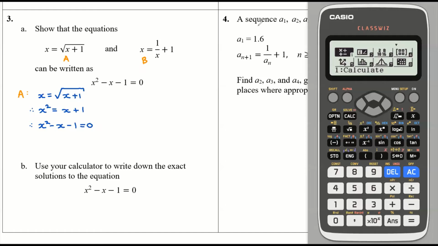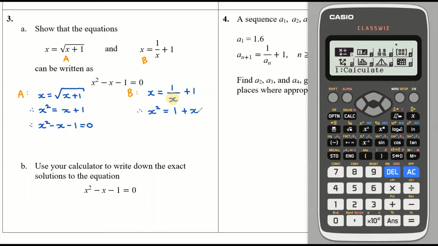Now moving on to B, let's see what our starting point is. Well, we have x is equal to 1 over x plus 1. Now, the thing that sticks out in this situation is the fact that I've got an x in the denominator. Now, I need to remove that denominator because we don't have any fractions in our equation. So I'm going to multiply everything by x. So therefore, I'm going to have x squared is equal to 1 plus x.